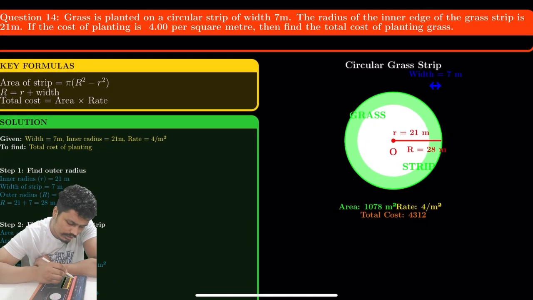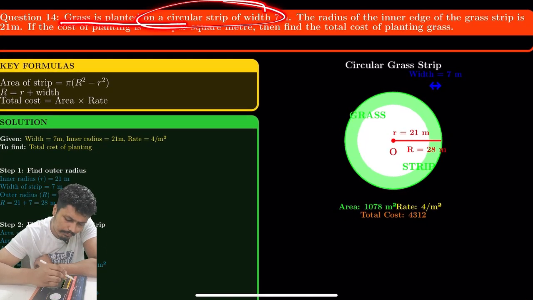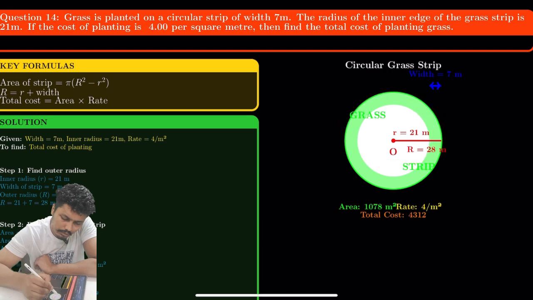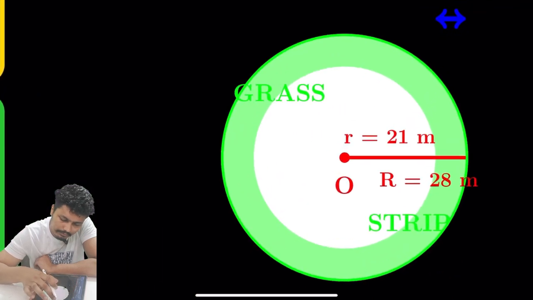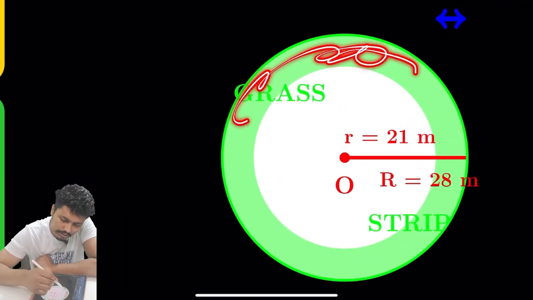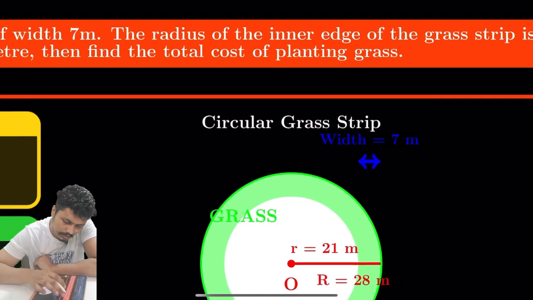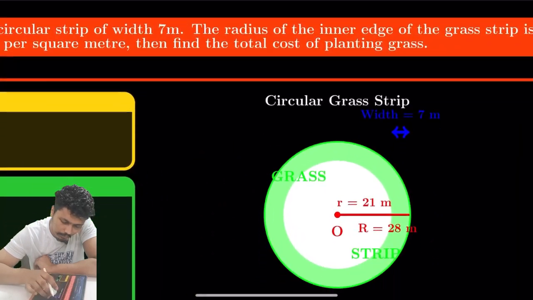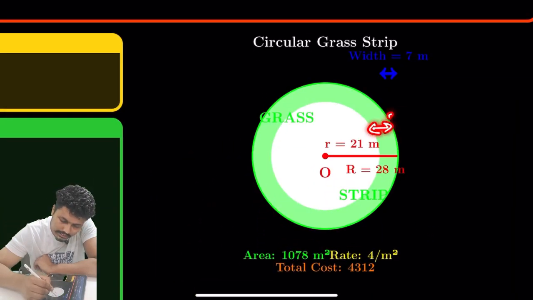What does the question say? The question says grass is planted on a circular strip. You can see the diagram here. This is the strip, a circular strip of width 7 meters. So the width is 7 meter.